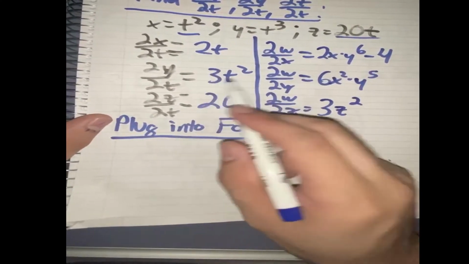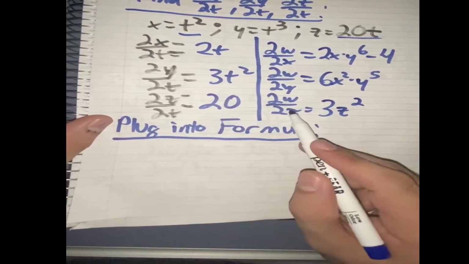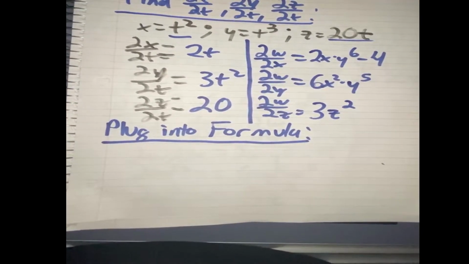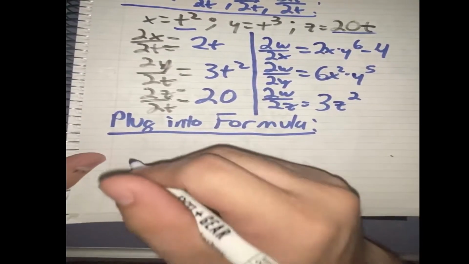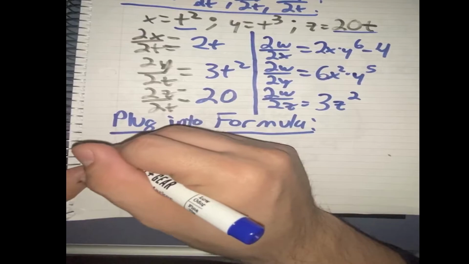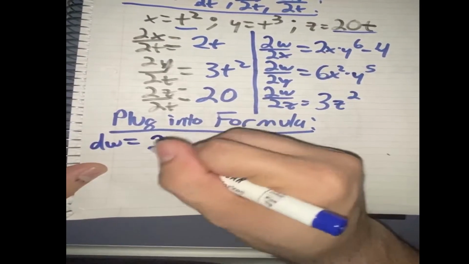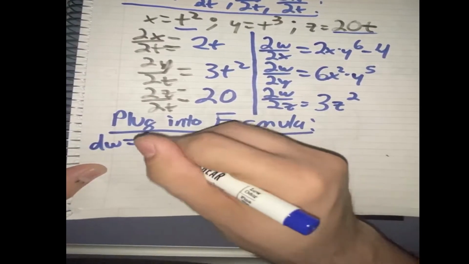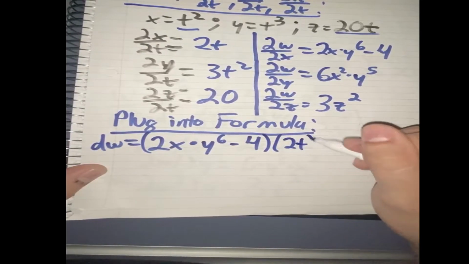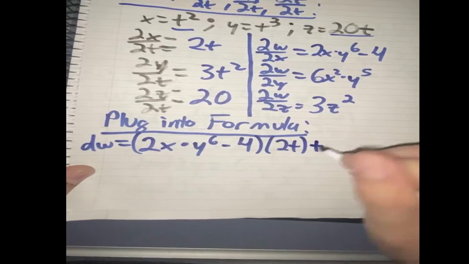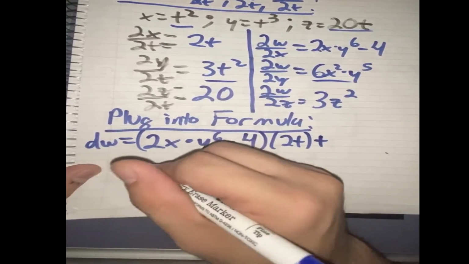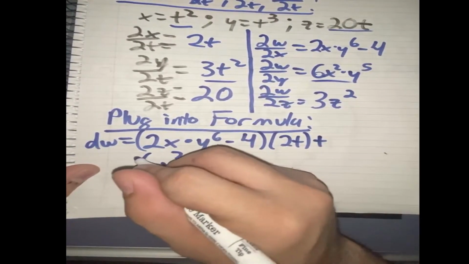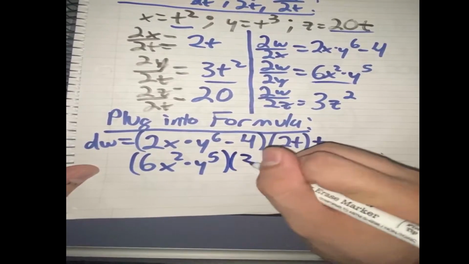So we multiply these two terms together, add them to these two terms being multiplied, add them to these two terms being multiplied. First we're going to set it up like normal. So we have partial of w is equal to 2x times y to the 6 minus 4 times 2t, plus the derivative with respect to y, so these two terms being multiplied. So we get 6x squared times y to the 5th power times 3t squared.